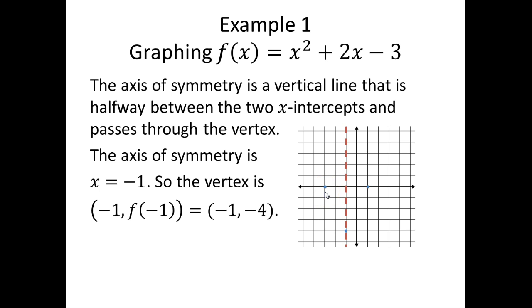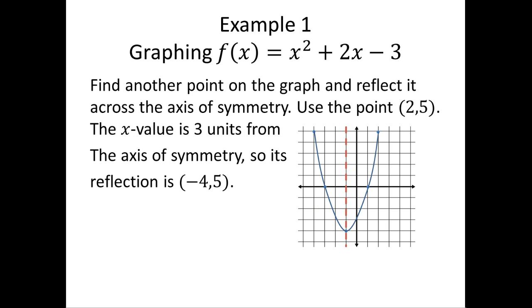So here you can see I have graphed the x-intercepts, the axis of symmetry, which is directly between the two x-intercepts, and the vertex. So what I can do now, to complete my graph, is find another point on the graph and reflect it across the axis of symmetry. So suppose I want to use the point 2, 5, since 2, 5 is indeed on the graph of this function. Since when I plug 2 in, I get 2 squared plus 2 times 2, so I have 4 plus 4, which is 8, minus 3, which is 5. So if I put a 2 into my function, I get out 5. So I know that point's going to be on my graph.